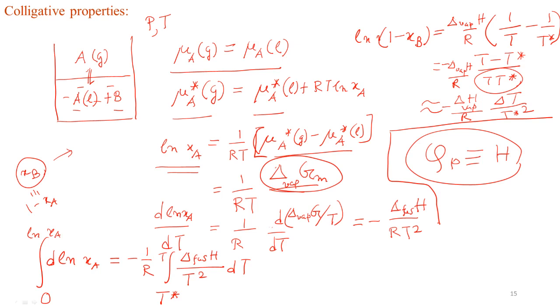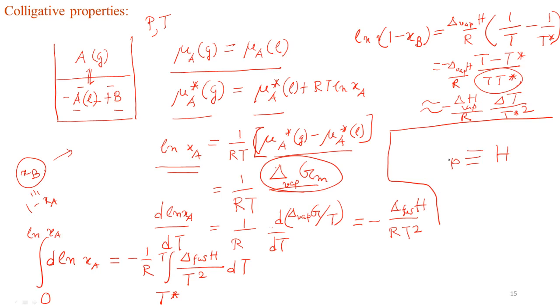Similarly, you can use the same formalism to understand the depression of freezing point. When you discuss the freezing point depression, instead of the delta H vaporization, we write it as delta H of fusion, but the maths is exactly the same.